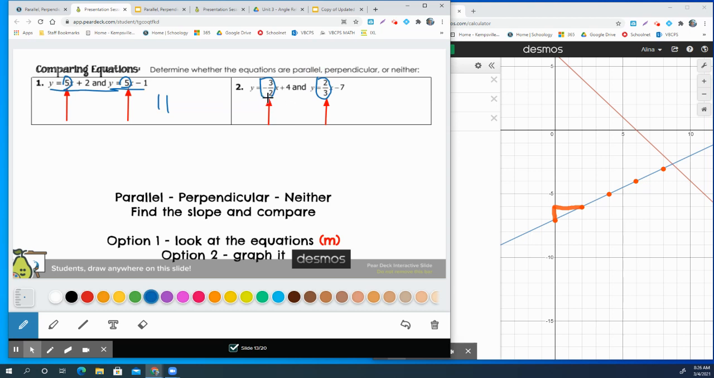So I've got a negative 3 over 2 in front of the x, and then a positive 2 over 3 in front of the x. Are these parallel, perpendicular, or neither? Perpendicular. Why? What do we do to the slopes? The sign is flipped. Absolutely. So the fraction is flipped upside down, and we've got the opposite sign, right? Perpendicular. Okay.